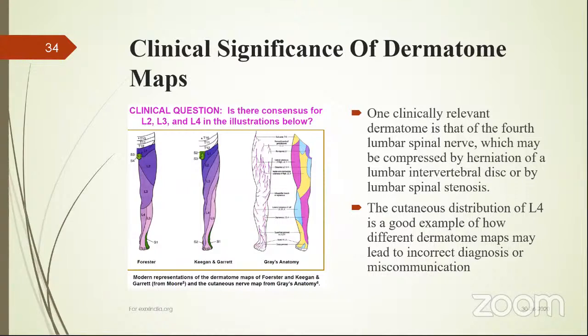But see the diagram I have shared with you. There is one map on the left side by one author. This one is by another author, Forrester, and this is Keegan and Garrett. Can you see L4 particularly? I'm taking only one dermatome. On the left side, L4 is shown here in one map, and the second map shows L4 here. This is from Gray's Anatomy. So see the difference between the dermatomal maps we use, taking the cutaneous distribution of L4 alone.